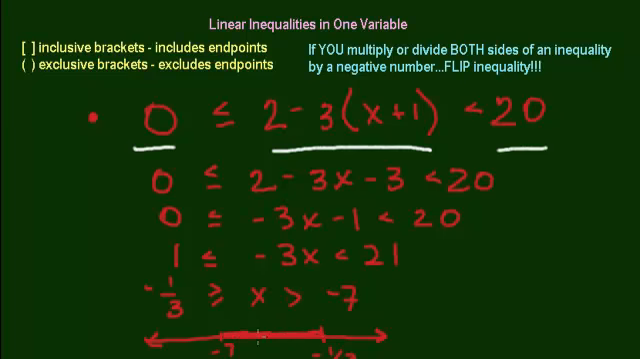Then got to decide what bracket goes where. -7 needs the curvy bracket, and the -1/3 needs the squared off bracket. There's my graphical notation. Writing in interval notation, it would be -7 and -1/3 with the squared off guy.